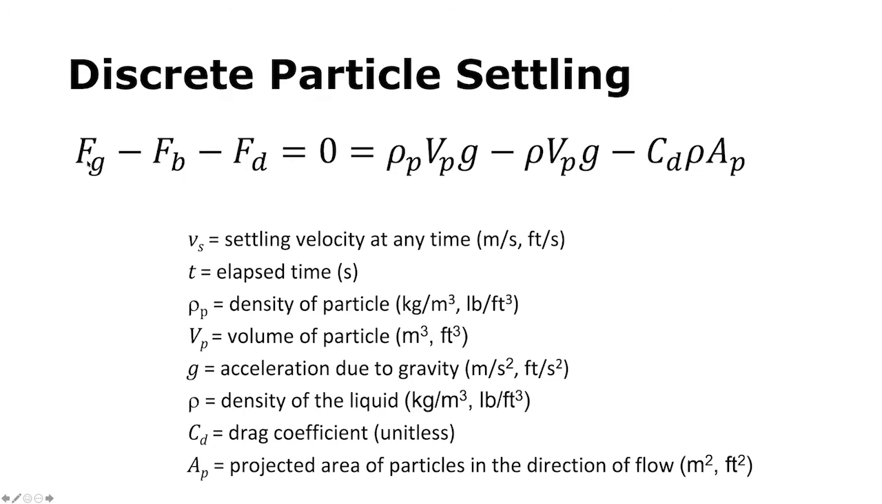So we can convert that equation into the following form based on our knowledge of the density of the particle, the volume that it occupies, and the acceleration due to gravity constant. We can also take into account the drag coefficient as well as the projected area of the particles in the direction of flow. So you can see that this equation is equivalent to the more detailed form here shown on the right.